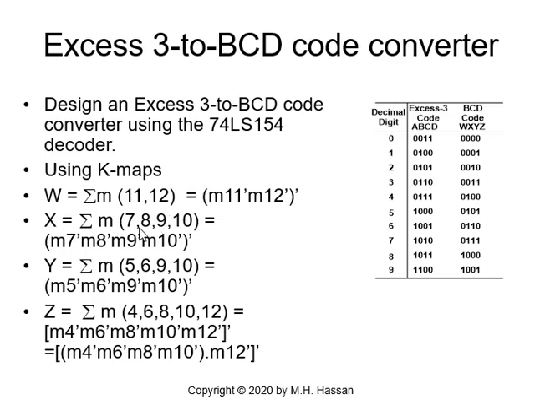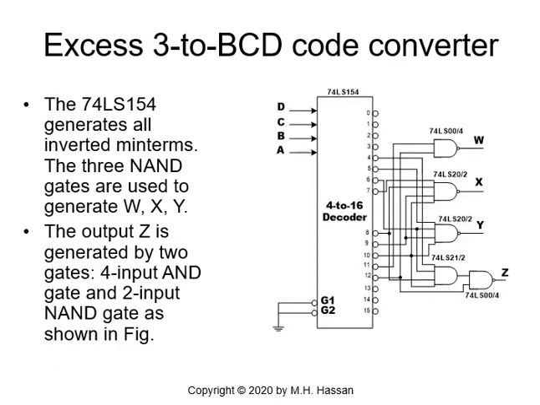And the same thing with X, Y. Z is the sum of minterms 4, 6, 8, 10, 12. Since this is 5 terms, we need a 5-input AND gate. If we don't have a 5-input AND gate, we will use 2. One is an AND gate with M12 prime. So this is what we need: an AND gate to AND the outputs M4 prime, M6 prime, M8 prime, M10 prime. Then we NAND it with M12 prime to generate Z. And this is actually the implementation.